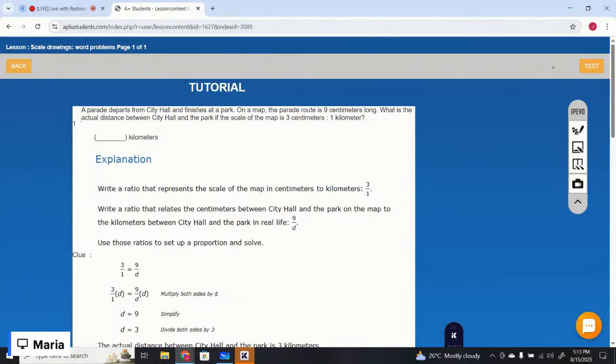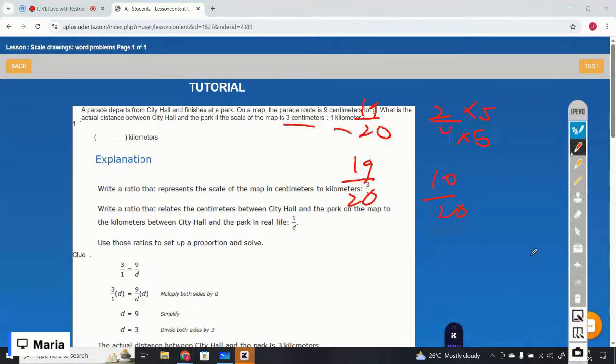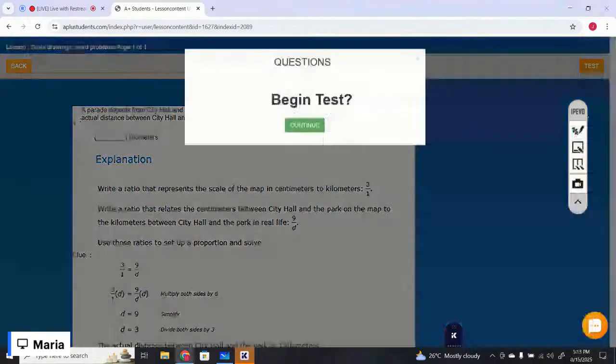So basically, on the map, it is 9 centimeter long, right? The scale used is 3 centimeter to 1 kilometer. So you need to form a proportion, that is 3 by 1 equals 9 by d. Now let's solve it for d. So d equals 3. Let's just start with the test questions.